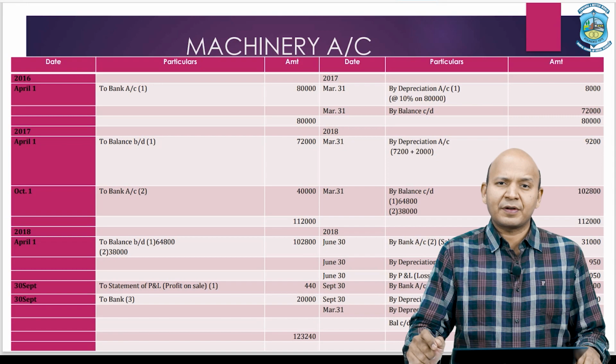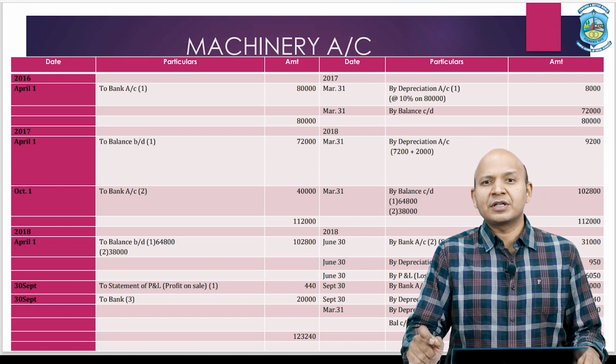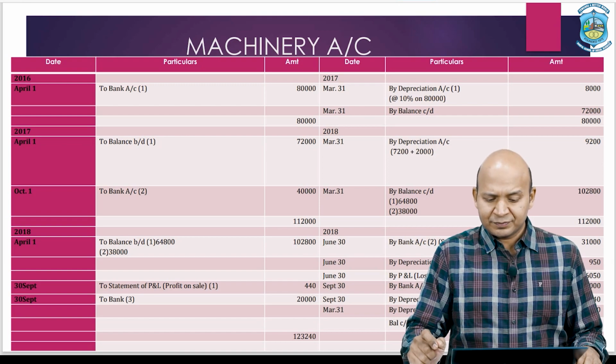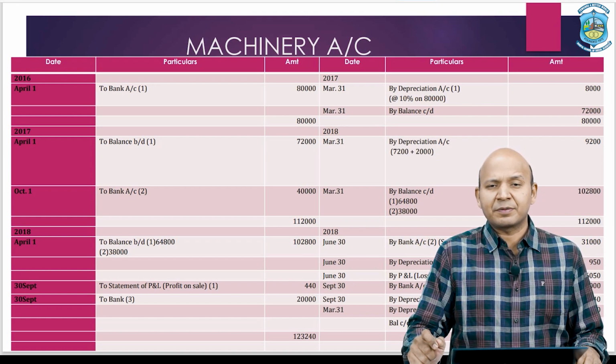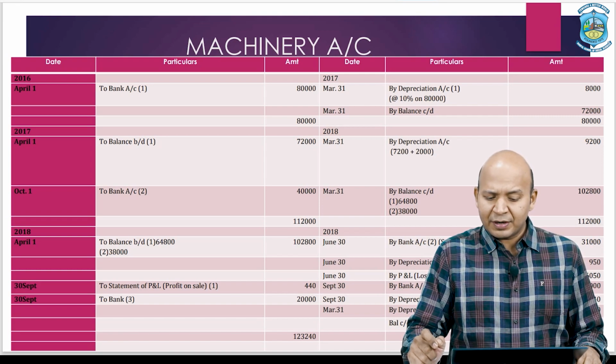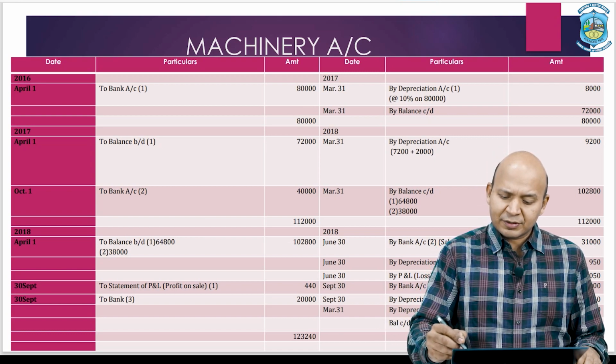There is no sale of any machine, which means we need to charge depreciation on the last date of this year. The last date of this year is 31st March 2017. The rate of depreciation was 10%, so 80,000 at the rate of 10% for complete 12 months. The amount of depreciation is coming Rs 8,000.